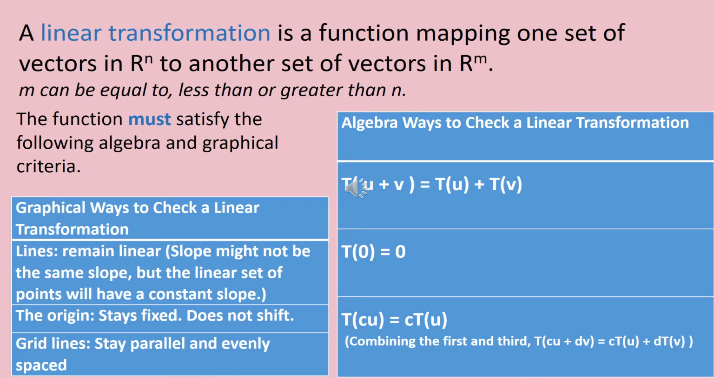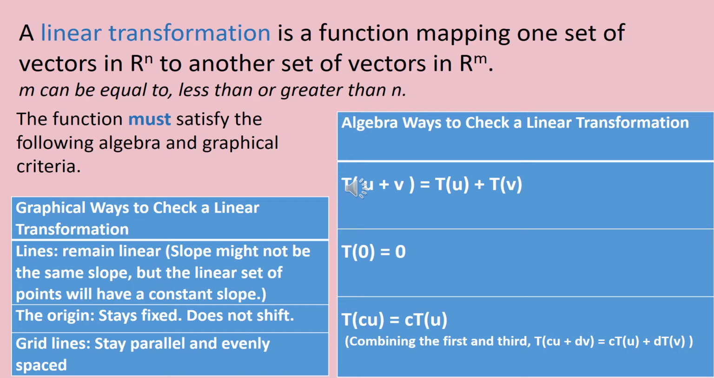A linear transformation is a function, and functions are mappings, and for a linear transformation we will be mapping vectors in one dimension to vectors in another dimension. And the size of the dimensions do not matter. You could be mapping from R3 to R3, or from R2 to R5, or from R7 to R3. The dimensions can be the same or they don't have to be the same. But for it to be a linear transformation, we have these other criteria that must hold true.